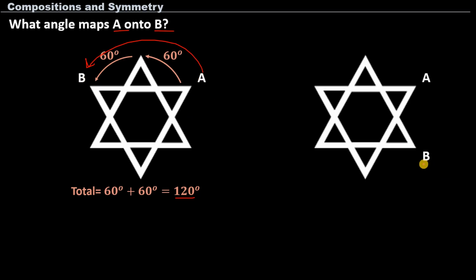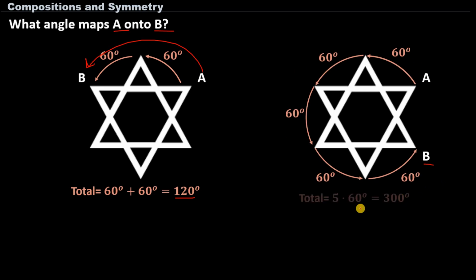And if I expand that, if I look here, rotation has to be positive. That is counterclockwise movement. So the only way to get from A to B is to rotate 5 times around, giving me 300 degrees.